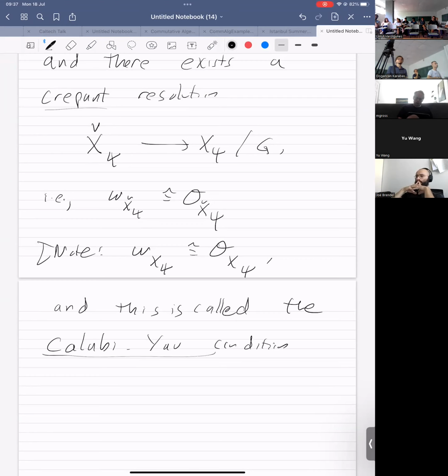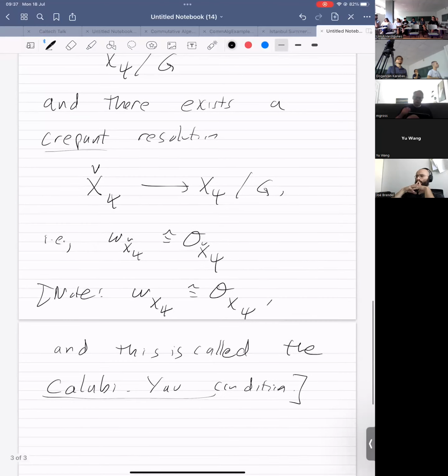So a variety is Calabi-Yau if the canonical bundle is trivial, so the sheaf of top-rank holomorphic or algebraic forms. So the resolution you're talking about is using G-Hilb scheme, or it is using... Sorry, I didn't catch that. I mean, so they are using the work of Bridgeland, King, and Reid.